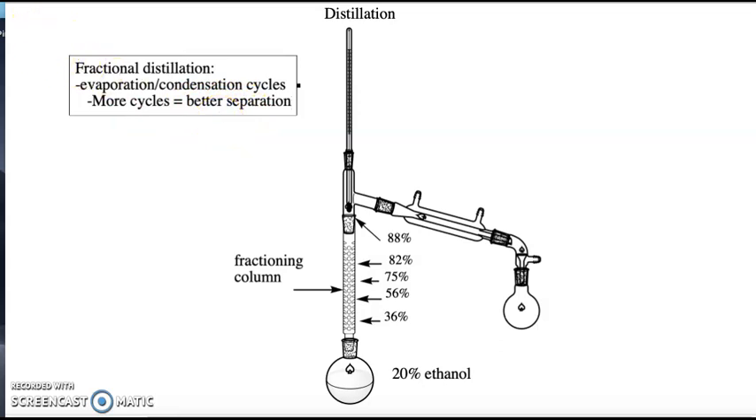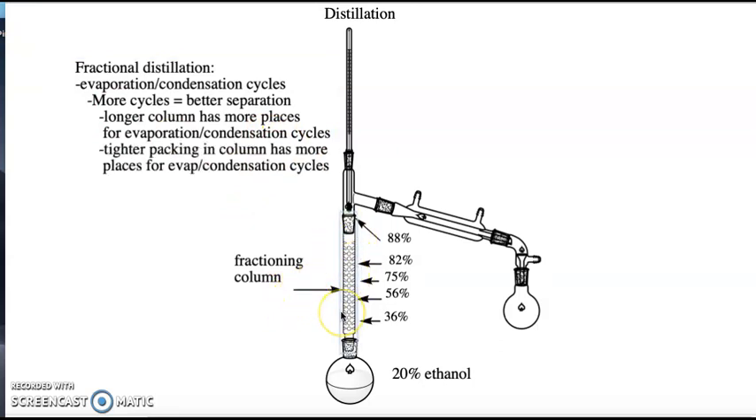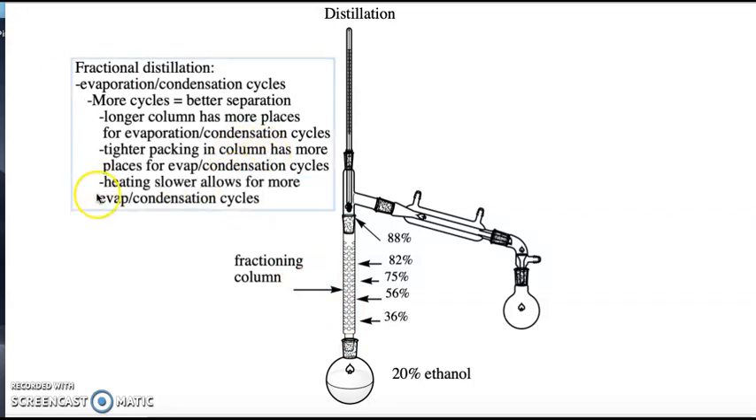There are a couple things we can do. A longer column has more places for evaporation condensation cycles to happen, so you get more of them. Packing the column tighter with more material, there are more places for the evaporation condensation cycles to happen, so you get more of them, you get better separation. The last thing that's not as obvious is that heating it slower allows for more evaporation condensation cycles to occur. So all of these things, longer column, tighter packing, heating it slower, gives you more evaporation and condensation cycles and gives you a better separation of your liquids.